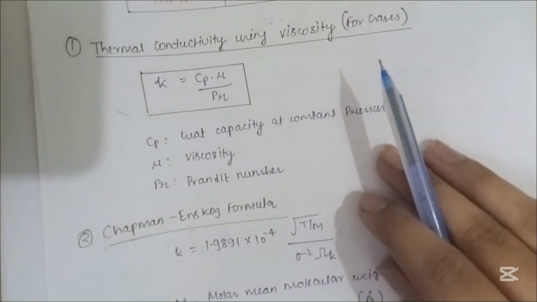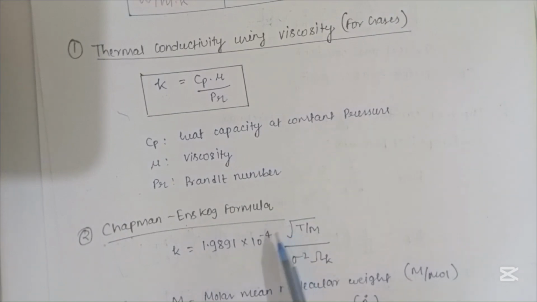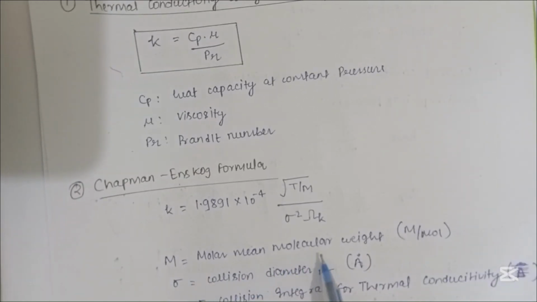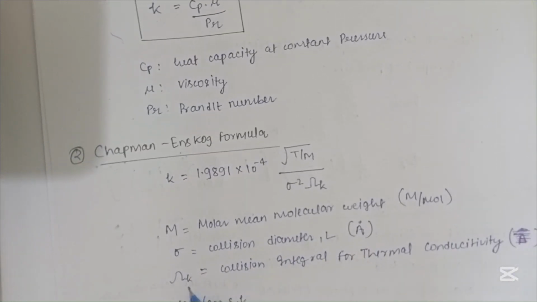Another method is the Chapman-Enskog formula. It is an experimentally determined formula. It is K equal to 1.9891 into 10 to the power minus 4 into square root of T/M, divided by sigma square omega K, where M is the molar mean molecular weight, with unit mass per mole, sigma is the collision diameter, with unit angstrom, and omega K is the collision integral for thermal conductivity. It is determined from the Lennard-Jones table.